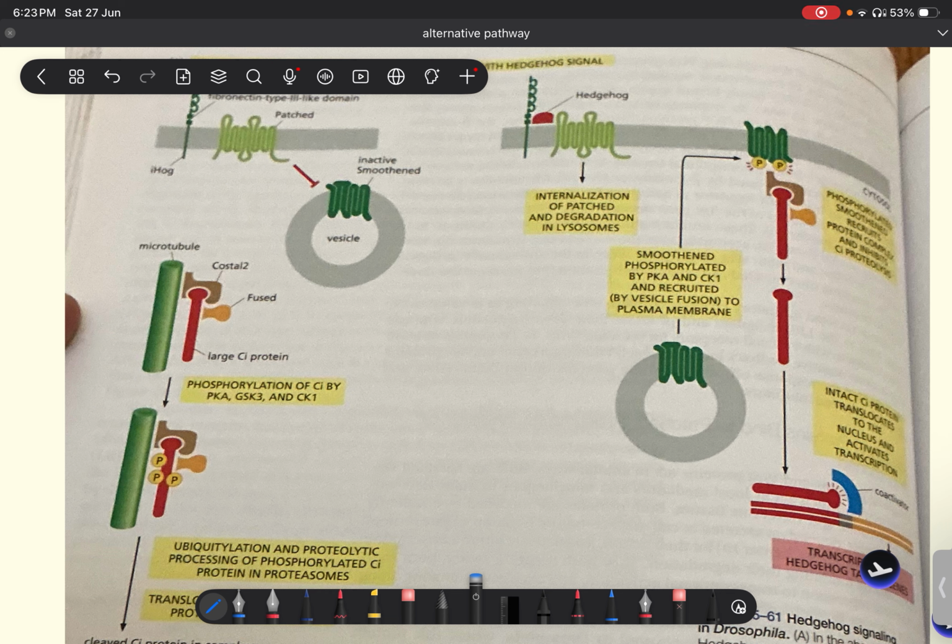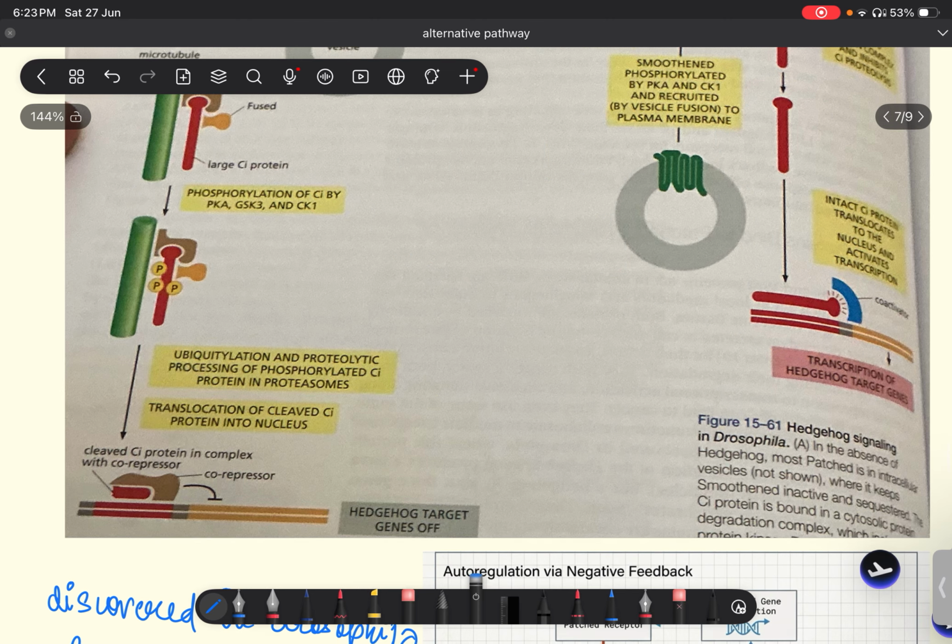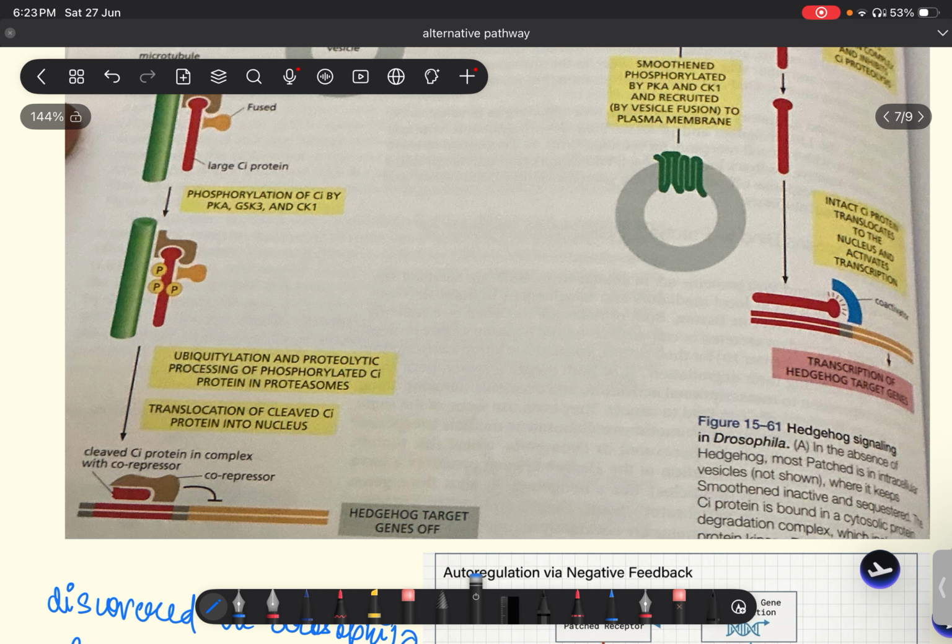Now, this phosphorylated smoothened will destroy this complex and will free this CI. So basically, this smoothened helped in inhibiting CI proteolysis, right? So therefore, the CI remains active, goes in, recruits a co-activator, and therefore your hedgehog signal remains active.